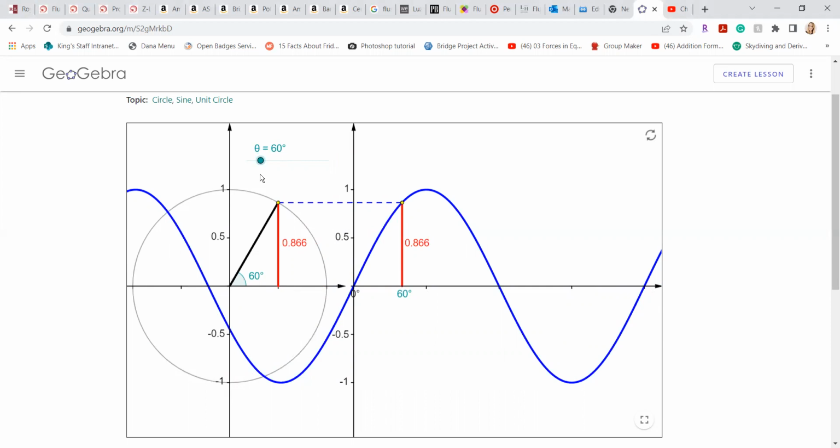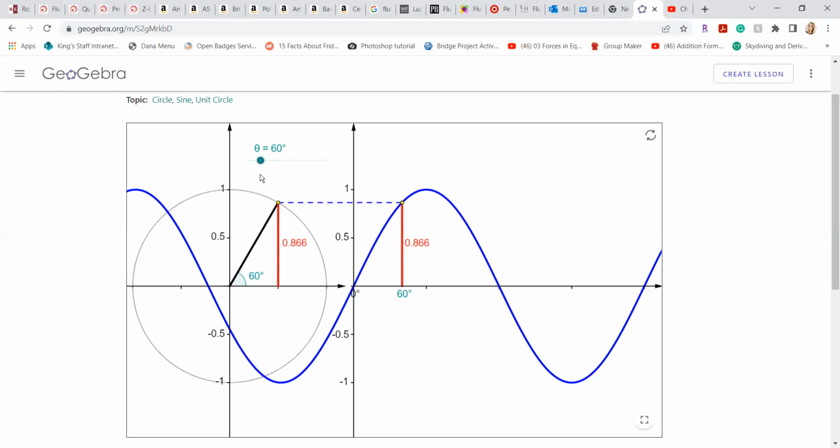Yeah, the triangle over here. So we see the height of where the wave is matching the height of this red line of the triangle. And then, of course, we see the angle of rotation in this inner corner here, matching the angle of rotation as we go along the axis here.